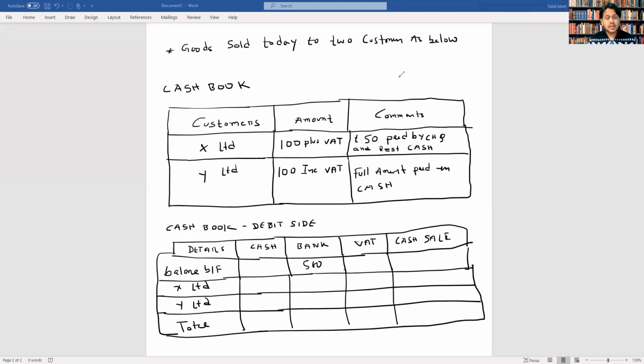So cash book debit side means you already received the money. Cash book credit side means you already paid the money to the supplier. So if something is pending, like I'm going to pay or I'm going to receive, it never comes to the cash book. So cash book means something is already done. So in this question, we can see it says goods sold today to two customers as below. So they are saying we are selling the goods today.